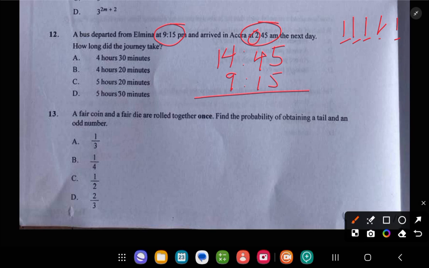So if that's giving you 5 hours, then you have to look at the number of minutes that was spent as well. So 45 minus 15. You have 0 here. You have 3 here. So 5 hours, 30 minutes. So answer to question 12 is D.